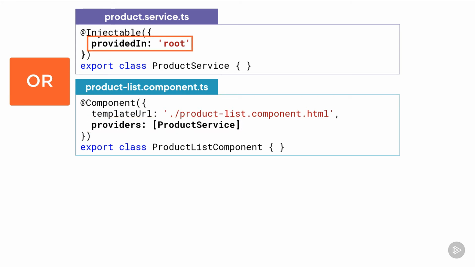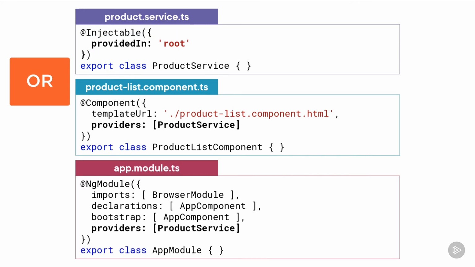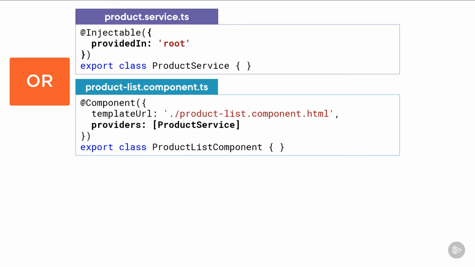Note that the providedIn feature is new in Angular version 6. In older code, you'll see the service registered in a module like this. This syntax is still valid. However, the recommended practice is to use the new providedIn feature in the service instead. This provides better tree shaking. Tree shaking is a process whereby the Angular compiler shakes out unused code for smaller deployed bundles. We'll talk more about tree shaking later in this course.